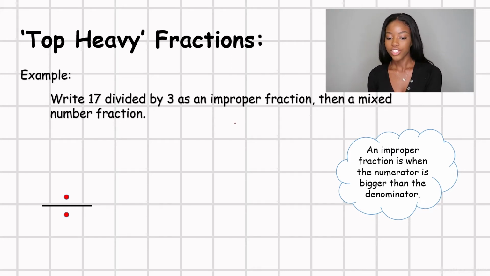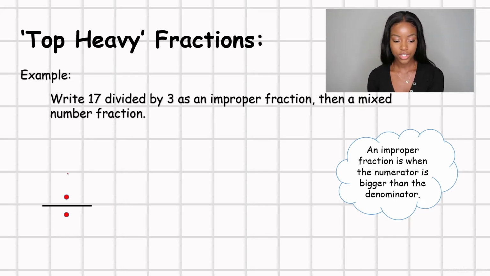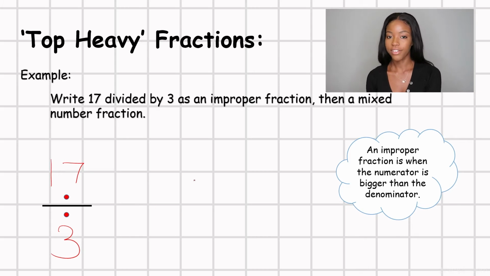An improper fraction, as we said, is where the numerator is bigger than the denominator. That's really easy because, as we said before, a fraction is just a division. So the question's asking us to do 17 divided by 3. We're just going to put 17 on the top, and our fraction line, and that's divided by 3. So that would be our improper fraction, or our top-heavy fraction.